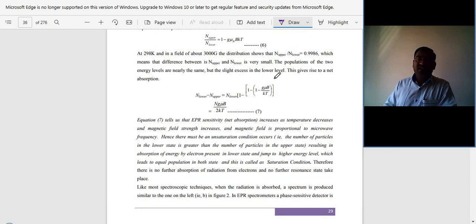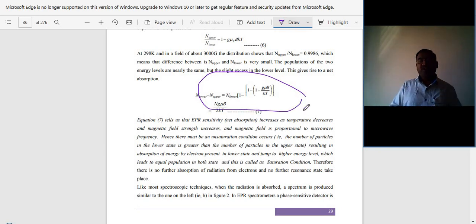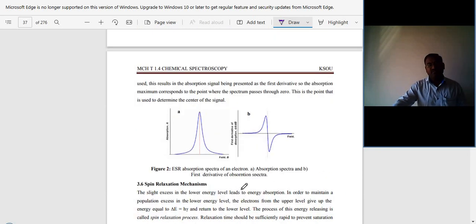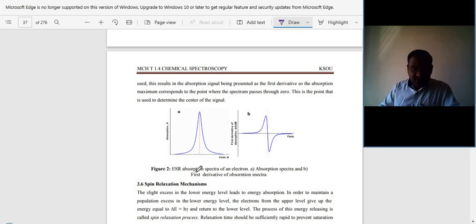These are all what we are going to calculate, the ESR values. This is the ESR absorption spectra of an electron: the absorption spectrum and the first derivative of the absorption spectrum.